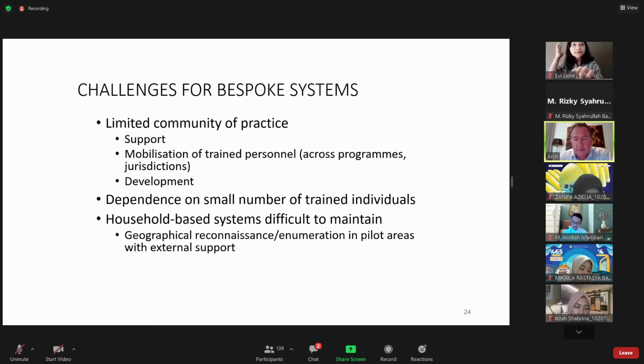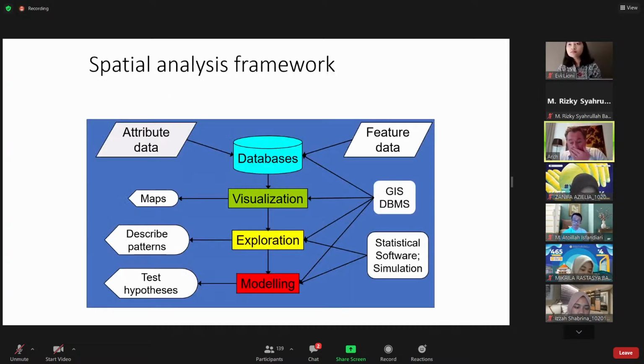Which in our case involved enumeration in pilot areas with external support. But what do you do when you want to scale up to new areas and where the country is in a position where they have to take responsibility financially for the maintenance and upkeep of the system? And what do you do when you go to larger populations, and what do you do when you go to mobile populations? How do you enumerate those populations? So that's some examples of some spatial visualization systems for use by healthcare professionals.